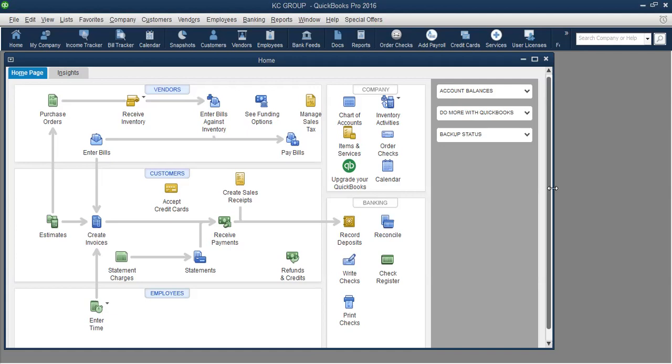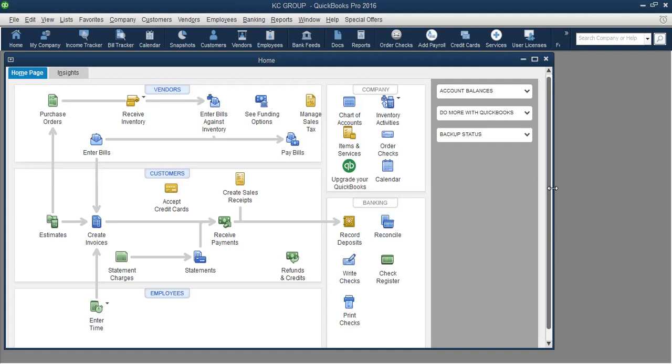It's going to make working in QuickBooks a lot easier if you know where to go when you are ready to do a specific task. Let's head over to QuickBooks and I will get you familiar with the home screen and show you how everything is set up and where you want to go when you are looking for that one thing that you are ready to do on QuickBooks.